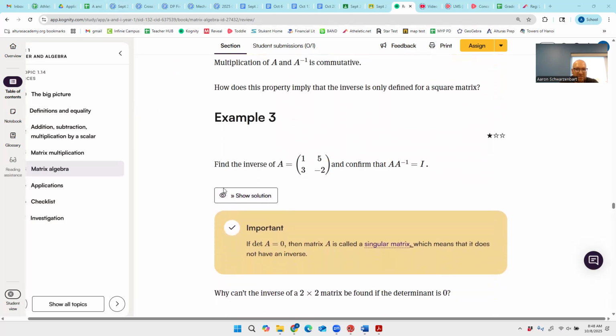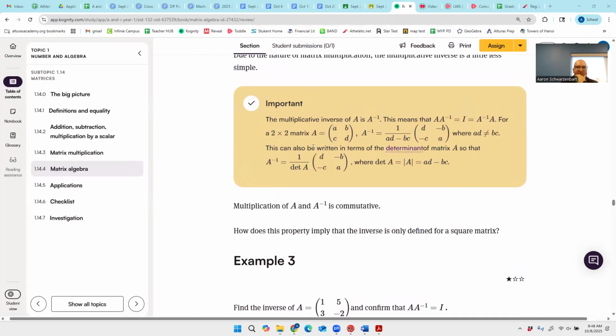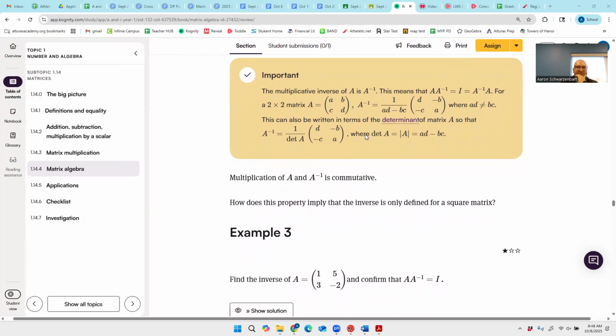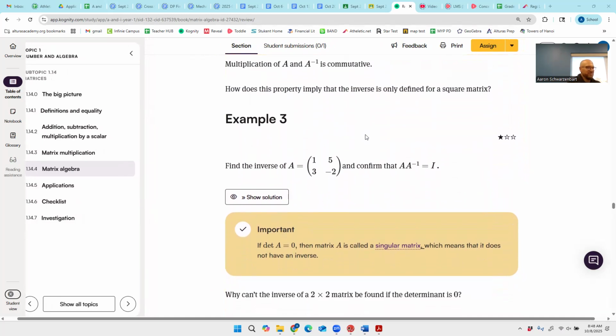So find the inverse of this matrix, and then we have to do the multiplication to confirm that it is actually an inverse. So matrix multiplication with an inverse is commutative.